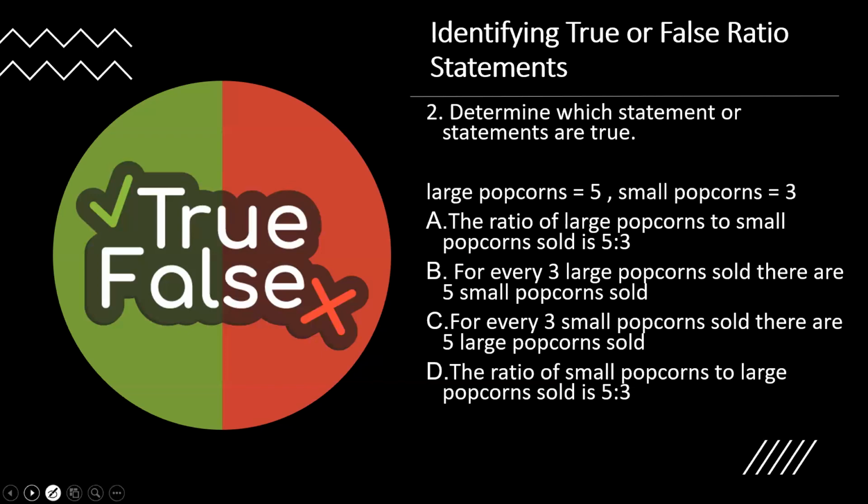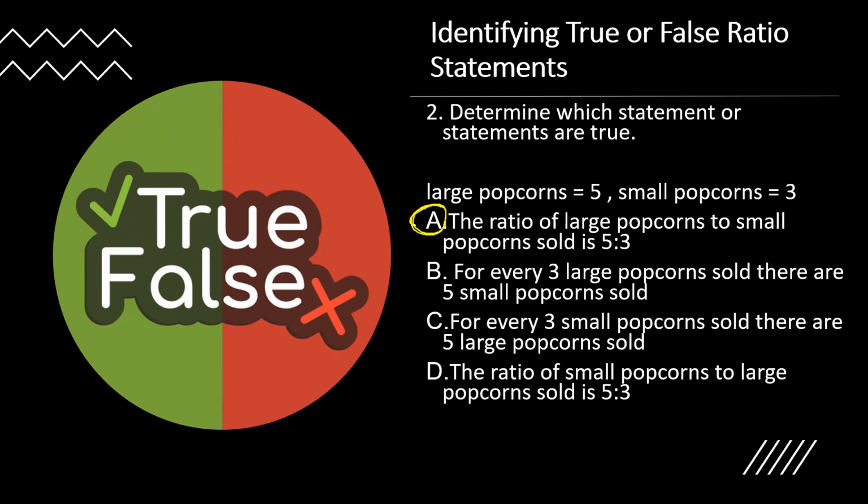I think Gabrielle asked to do this. So go ahead, Gabrielle. Tell me what you think is the correct one. It's A. The ratio of large popcorns to small popcorn sold is 5-3. That's correct. So the ratio of large popcorns to small popcorns is 5-3. Is that the only one that's correct?